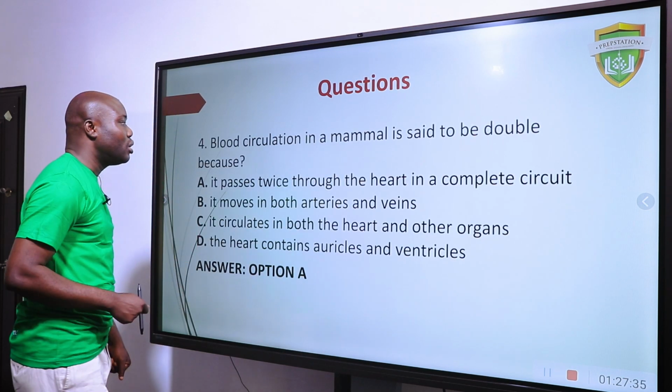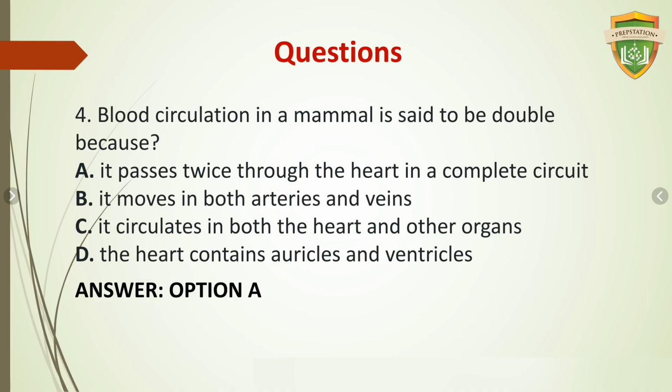Then the fourth one, blood circulation in a mammal is said to be double because it has what? It passes twice through the heart in a complete circuit. It moves in both arteries and veins. It circulates in both the heart and the other organs. The heart contains auricle and ventricle. Your answer is A. It passes through the heart twice.